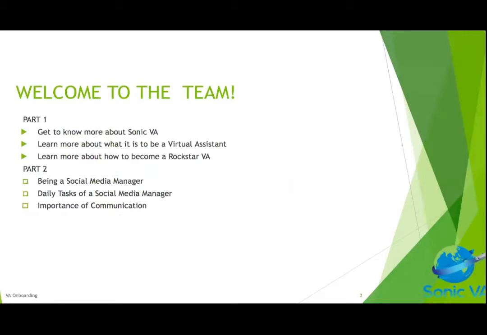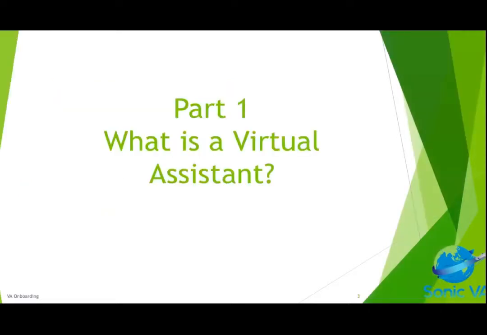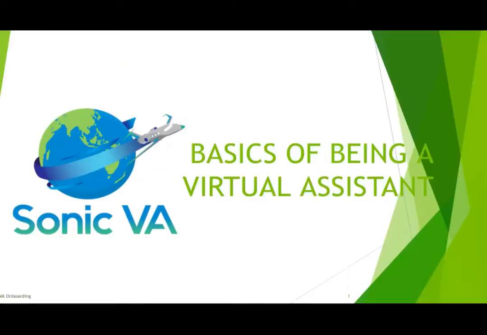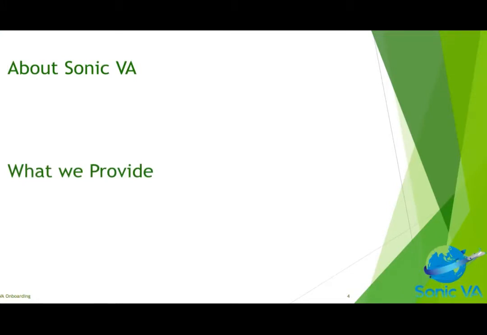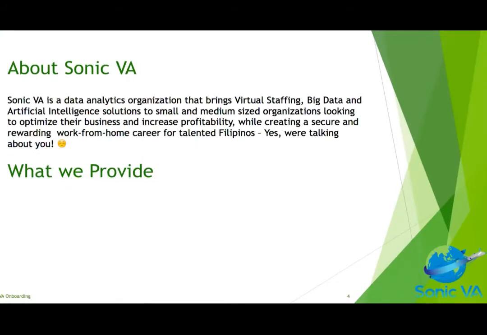So this was designed to be like an onboarding slide. So I'm just going to go through some of them. So get to know more about Sonic VA, what it is to be a virtual assistant, and learn more about how to become a Rockstar VA. Okay, so part one, what is a virtual assistant? So let us go through the company first, real quick. Sonic VA is a data analytics organization that brings virtual staffing, big data, and artificial intelligence. I'm sure you all know this, so we can skip this. It was covered in their onboarding, I believe. It should have been. Yes.